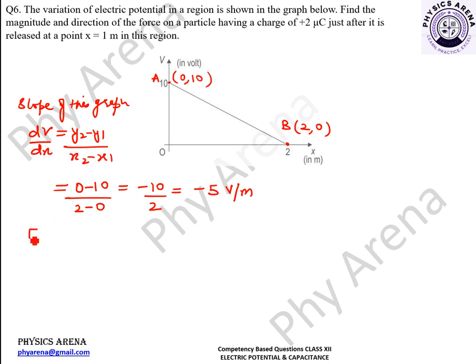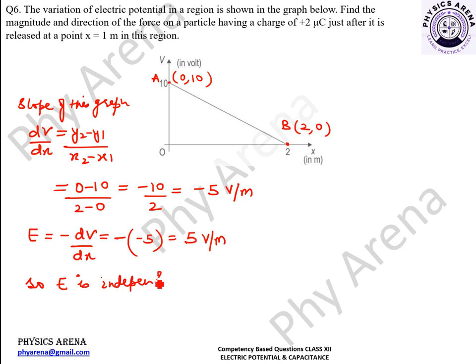And we know that electric field E is equal to negative of dV upon dx. So I can write E as minus of minus 5. That will be 5 volt per meter. Since the value of electric field is independent of distance, at x equal to 1 meter we will be having the same value. So E is independent of distance x, and hence at x equal to 1 meter, E is equal to 5 volt per meter.